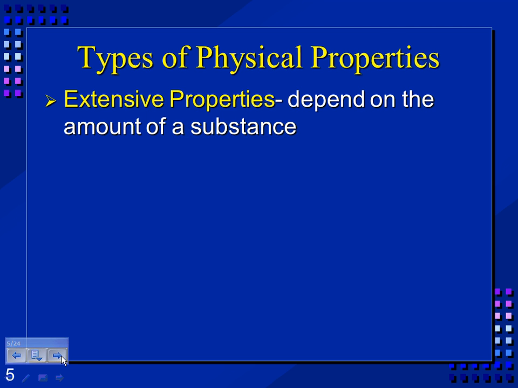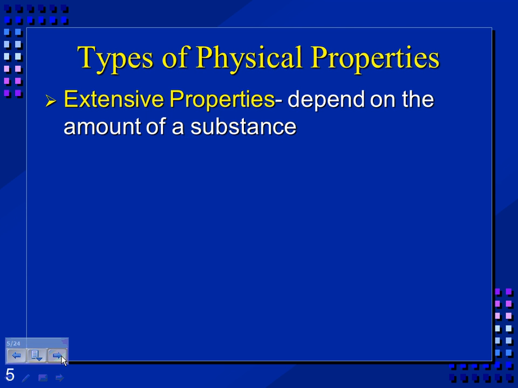If we look at physical properties and things that actually depend on how much of the substance is there, then that's going to be an extensive property. An extensive property is like mass or volume, because the more substance that I have, then the greater mass I'm going to have. The more of the substance I have, the greater volume it's going to have, or it's going to take up more space.